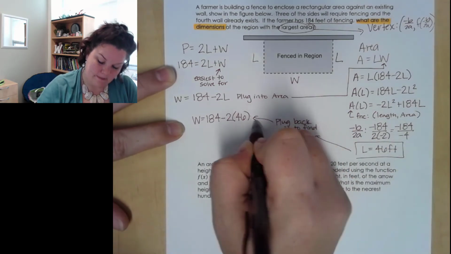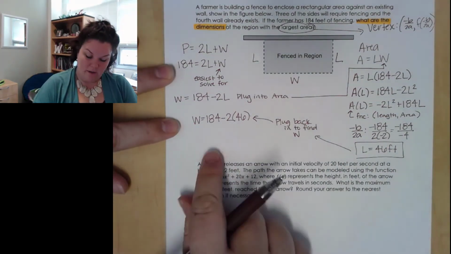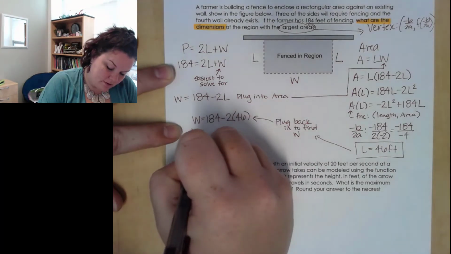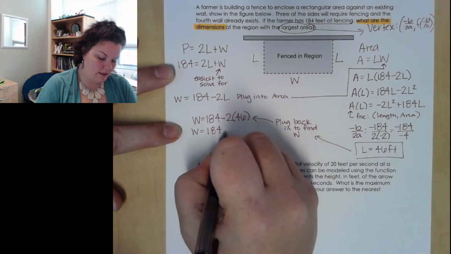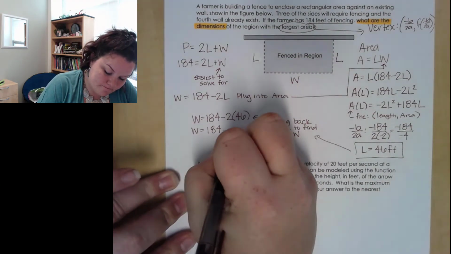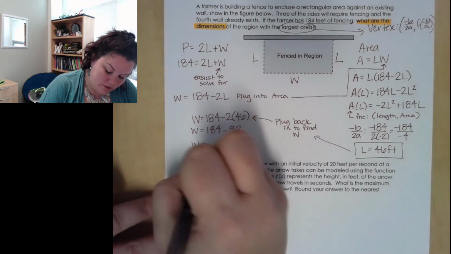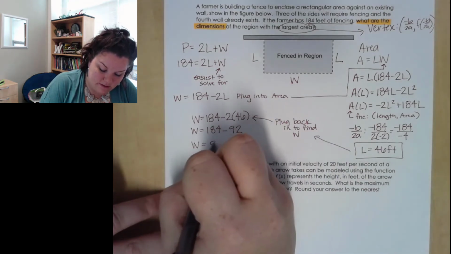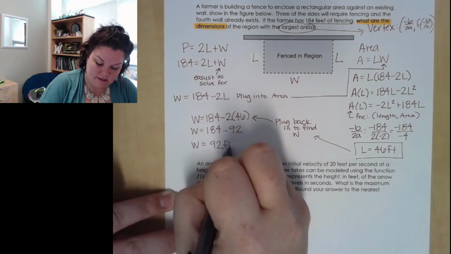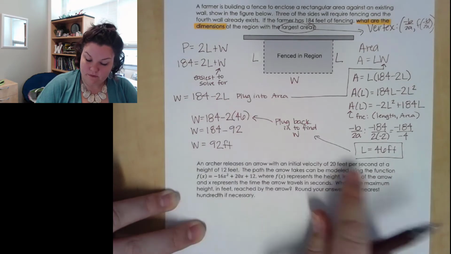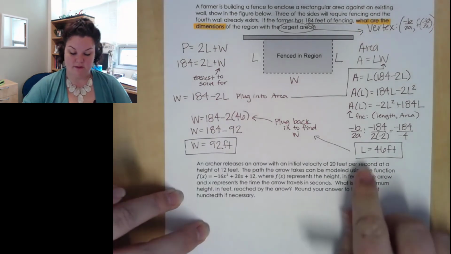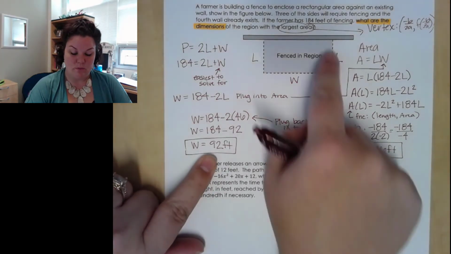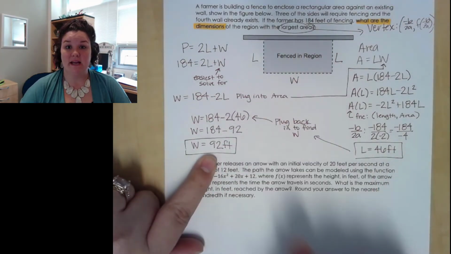Okay. All right. So now we just simplify this. So W is equal to 184 minus 92. And so we get W is equal to 92. So that means that our length is 46 feet and our width is 92 feet. And those are the dimensions that are going to maximize this area.